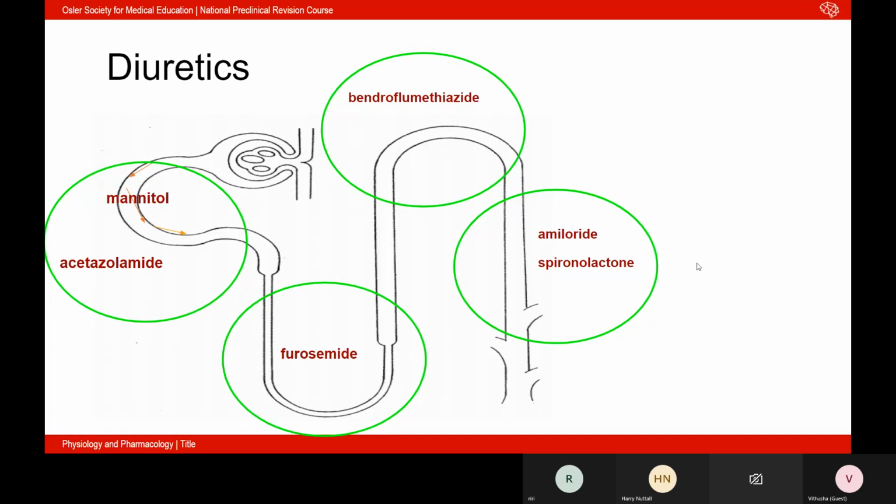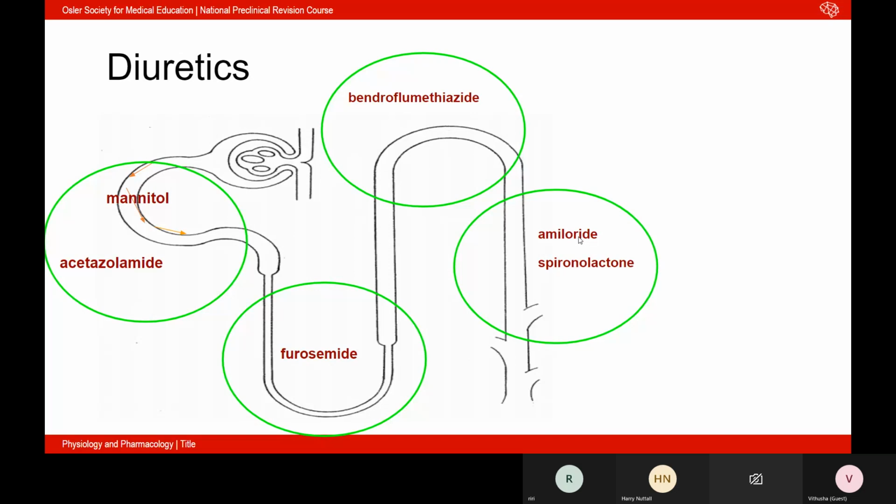Then we have the two potassium-sparing diuretics. These act late in the tubule. Amiloride acts directly on the ENaC channels, so that's preventing sodium resorption. And spironolactone is an antagonist of aldosterone. So both of these are potassium sparing because of the late stage at which they interfere, and it doesn't interfere with the potassium transport so much.